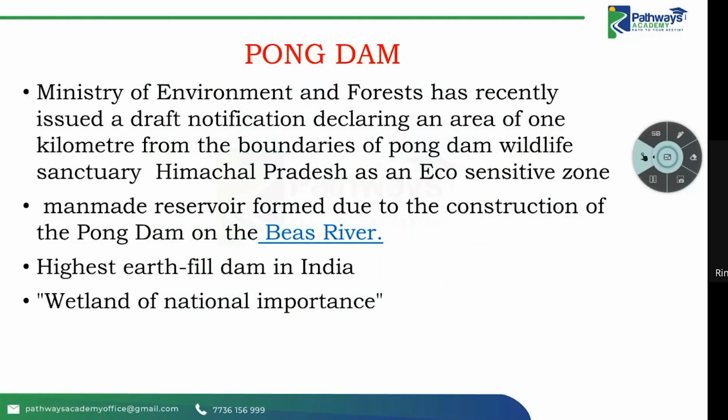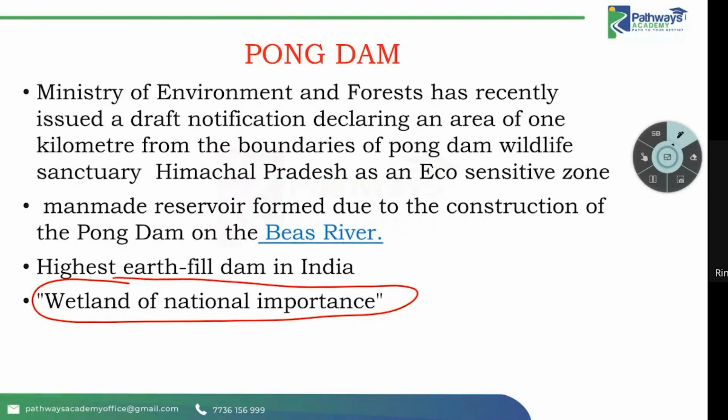Next is Pong Dam. The sites from India. Pong Dam is declared as a wetland of national importance. Pong Dam is situated in Himachal Pradesh, and it is not a natural dam. It is a man-made reservoir. It is formed out of Beas River.